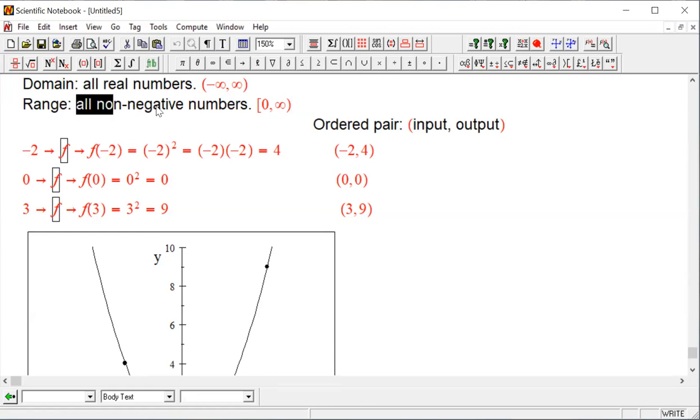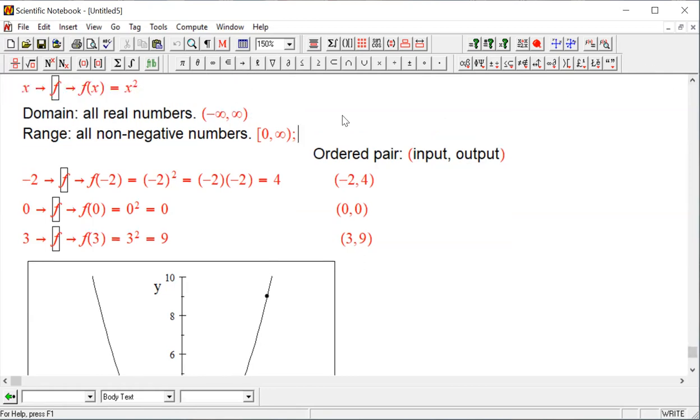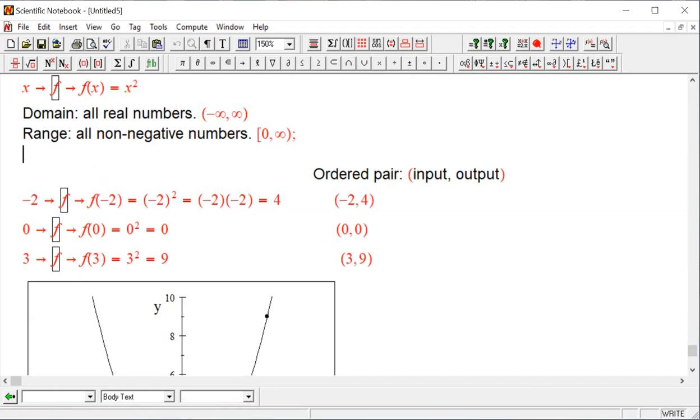So we have how many ways to express the range? 1, 2. Are there more? Yes. The other way to express the range for this particular function, because this quantity represents all possible outputs, this represents the rule. So you can also say x squared is larger than or equal to 0. Do you see that? And this is actually preferred.